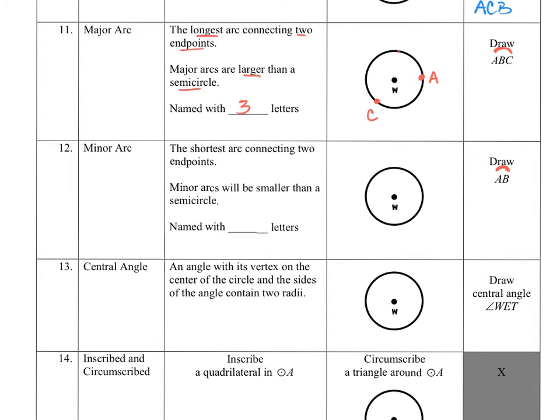So my B has to be somewhere along here. It doesn't matter where, just somewhere. So the major arc is this whole thing right here. An arc being a portion of the circle, so a portion of that ring.